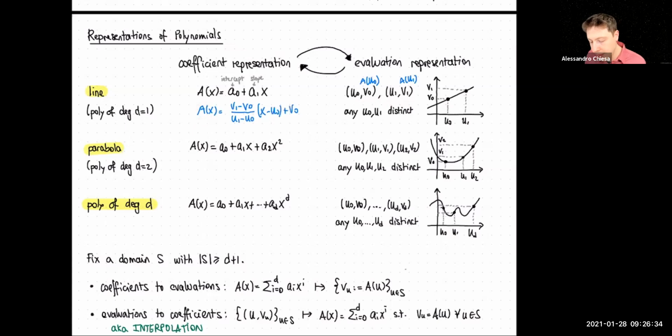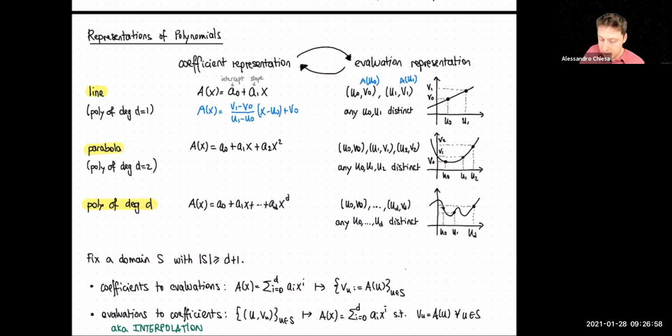Because when I evaluate a at u0, well, this entire term goes away and we get v0, which is what we wanted. And if I evaluate a at u1, then I'm going to have u1 minus u0. So these things cancel. I'm left with v1 minus v0 plus v0. So everything simplifies to v1. So this indeed is the expression of a line that goes through these 2 points.